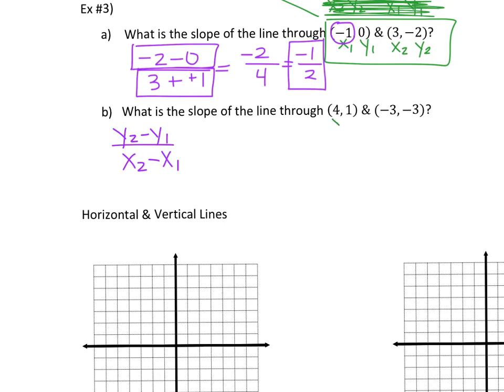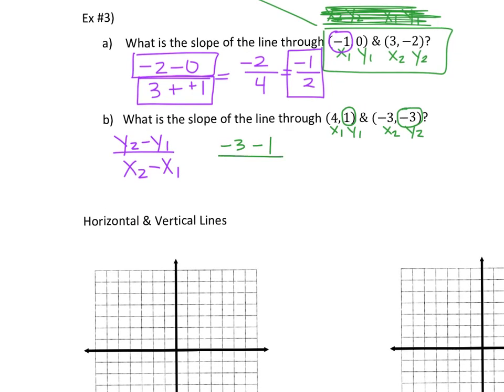I'm going to call this one x1, y1, and this x2, y2. Okay, so we're going to go y2 minus y1, so -3 minus 1, over x2 minus x1, so -3 minus 4. Okay, -3 minus 1 is -4. -3 minus 4 is -7.